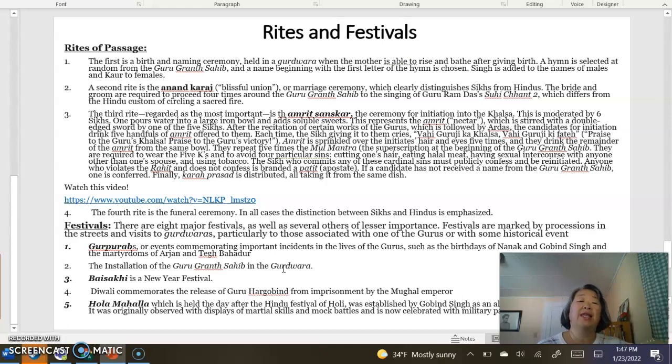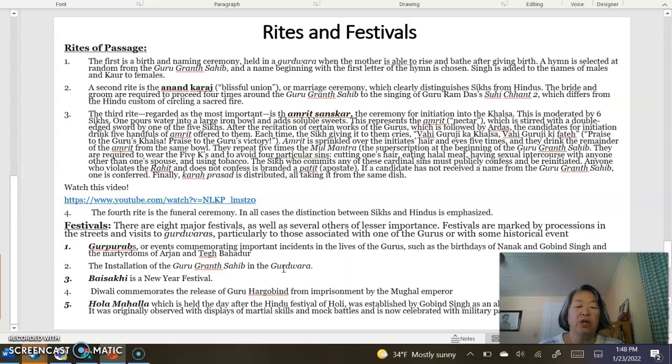Some Gurdwaras actually highlight certain gurus over another. So it's not like it's the same festivals at every single Gurdwara. Some of them might really elevate Gobind Singh. Of course, everyone celebrates the birthday of Guru Nanak. That's a given. But there were 10 gurus. So some Gurdwaras may highlight the readings of one over another. So it really does differentiate wherever you go.